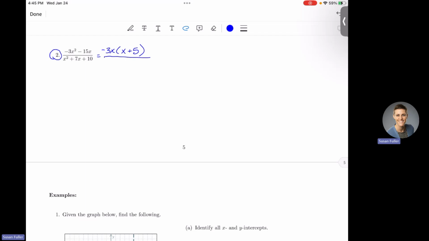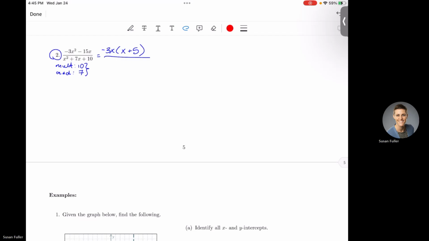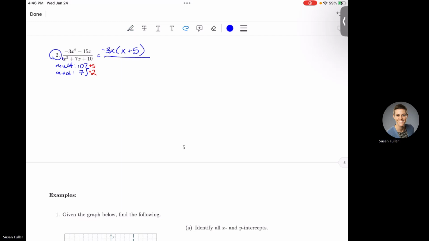And then on the bottom, this is a trinomial, so I'm looking for magic numbers. My magic numbers are going to multiply to 1 times 10, that's 10, right? That's AC. And those same two numbers need to add to 7, my B value. The two magic numbers that multiply to positive 10 and add to positive 7. Yep, you got it. It's positive 5 and positive 2. Because my leading coefficient here is a 1, I can just pop those magic numbers into parentheses with x's. I can take my shortcut.